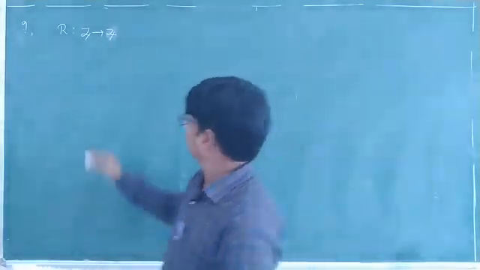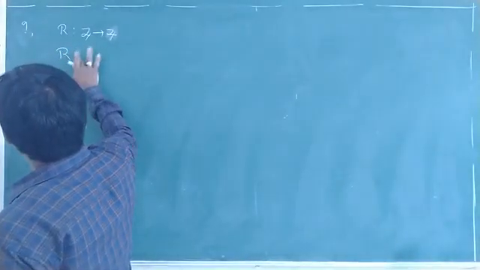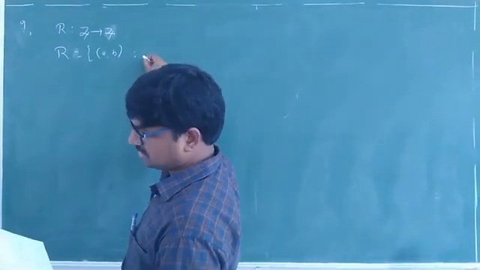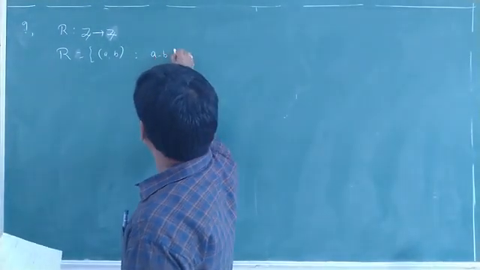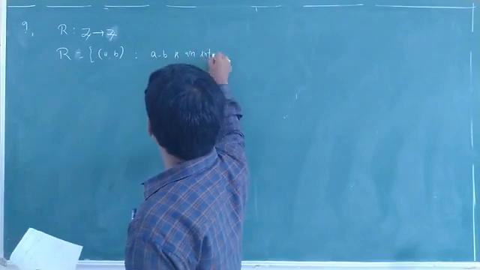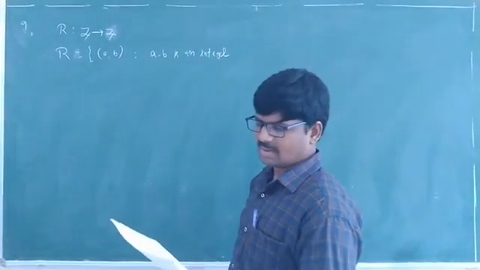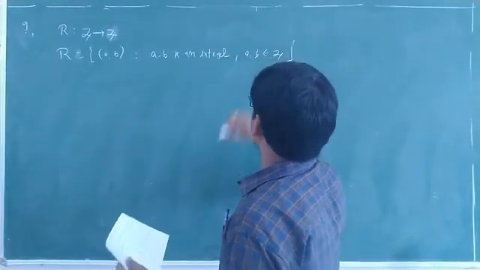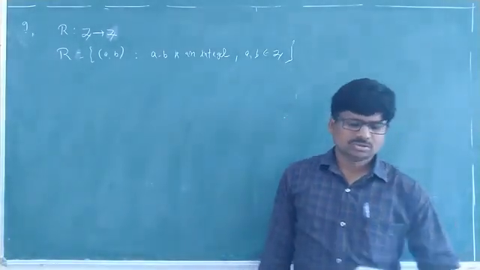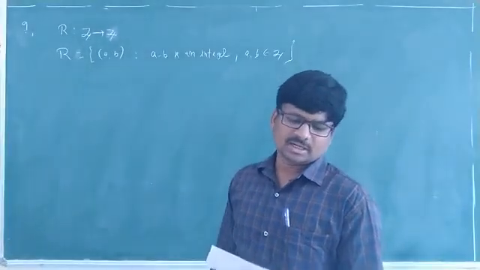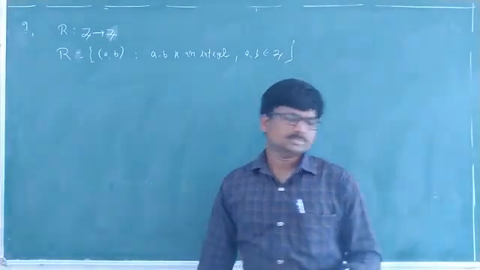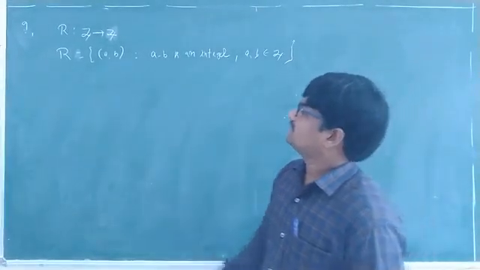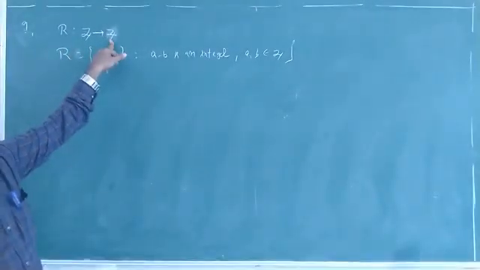Defined by that, relation R is given. R is equal to a comma b such that a minus b is an integer, where a comma b belongs to Z. Then what is asked here? Find the domain and range of R. So the relation is given: R is a relation on Z, from Z to Z.